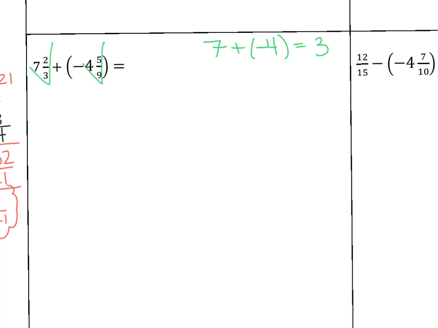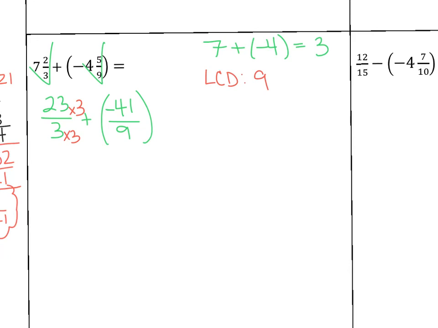7 times 3 is 21, plus 2, 23/3. Plus 4 times 9 is 36, plus 5, 41. Don't forget the negative, over 9. I need my least common denominator. Between 3 and 9 is going to be 9, which means I'm changing my 3, and I'm going to multiply that and its numerator by 3.